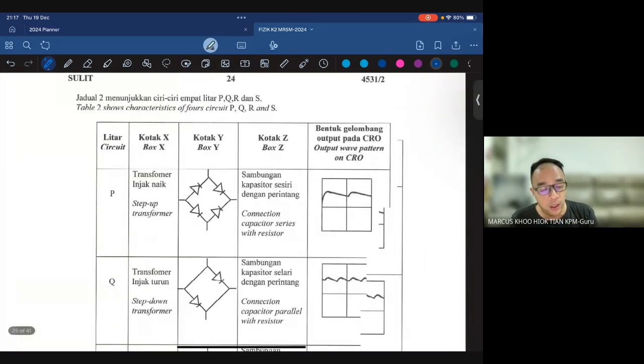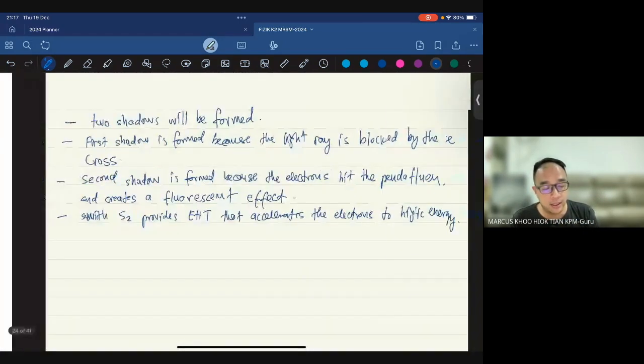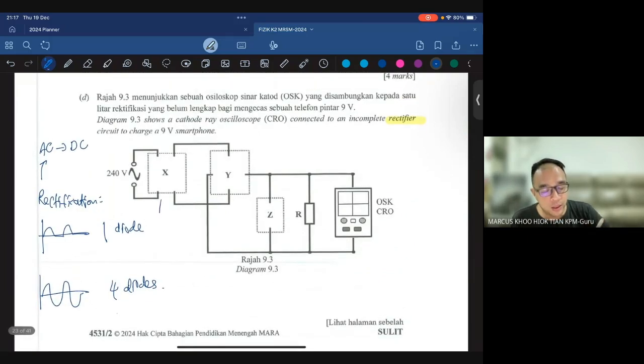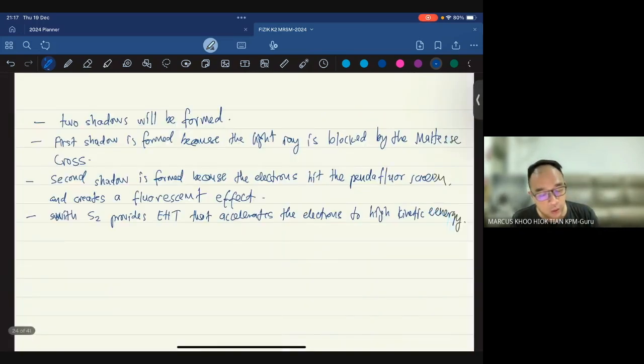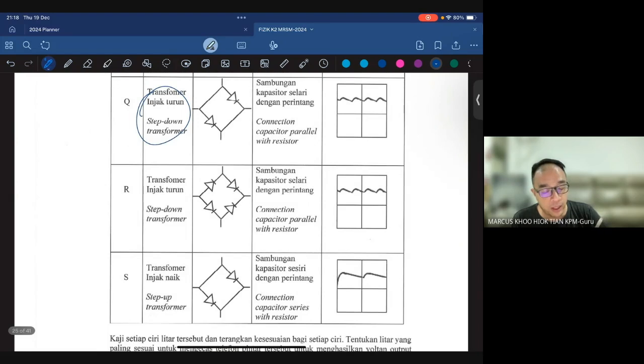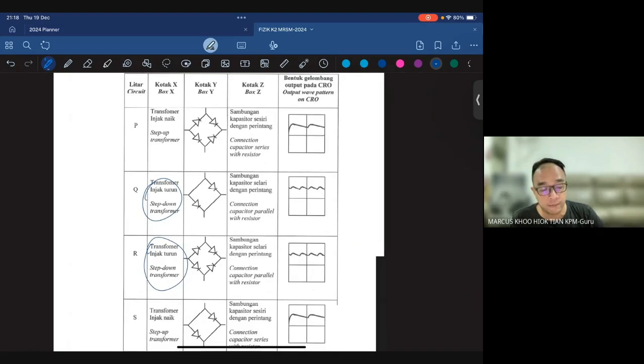Okay, so let's see. Box X. Now I kind of regret putting this page in the middle. I have to strike twice. Box X is over here, 240 volts. We want to go to 9 volts. So we need to have a step down transformer. Obviously step down, because we want to go from 240 to 9.